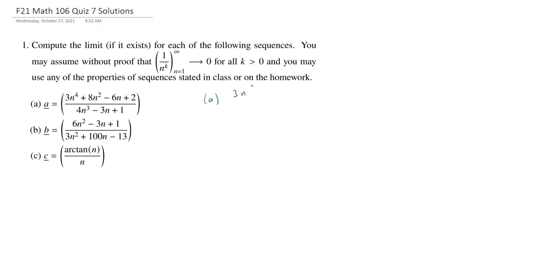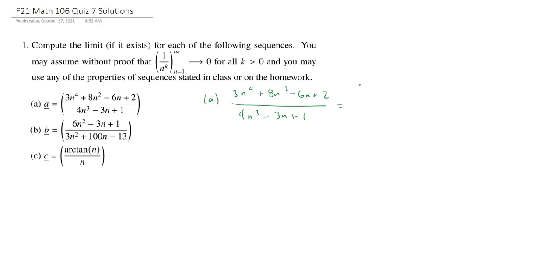So let's copy this function down. All right, I'm just copying. 3n to the fourth plus 8n squared minus 6n plus 2 over 4n cubed minus 3n plus 1. And what I'm going to do is take this denominator here and look at the highest degree term, n cubed, and I'm going to factor an n cubed out of everything I see.